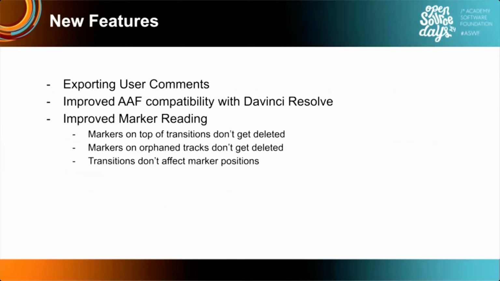So, new features. Support for exporting user comments has been added. A user comment is metadata associated with a clip that can visually show up in the Avid Media Composer bin. If you have the appropriate metadata in your OTIO file, this should happen automatically now. Another improvement is AAF files created with the adapter have better compatibility with DaVinci Resolve. We've also fixed a number of issues with transcribing markers, fixing issues with them being missing completely or in the wrong location.